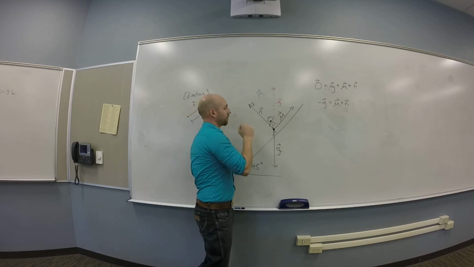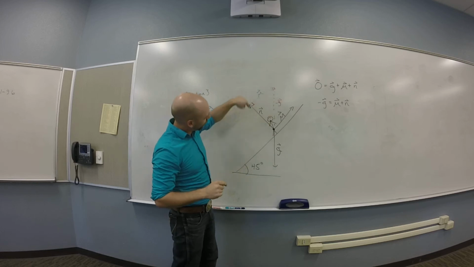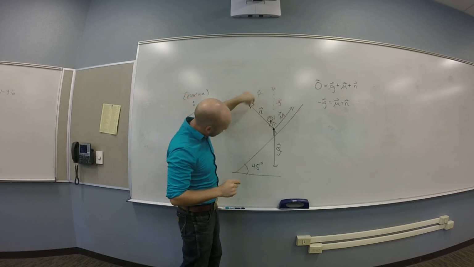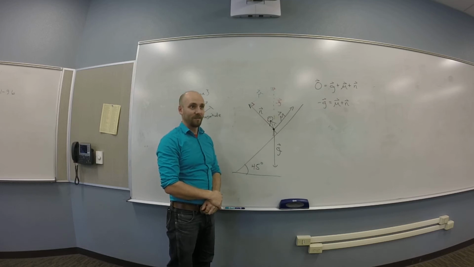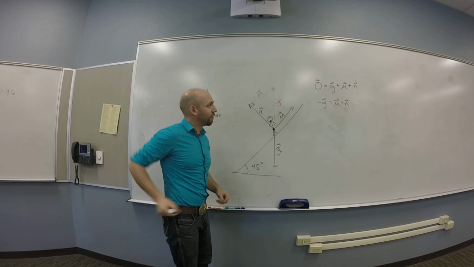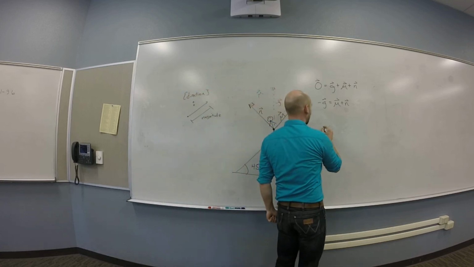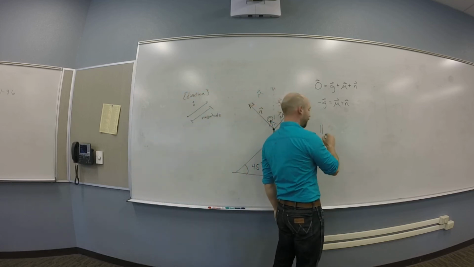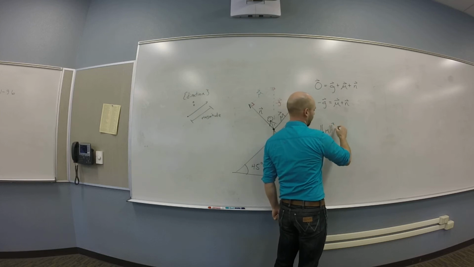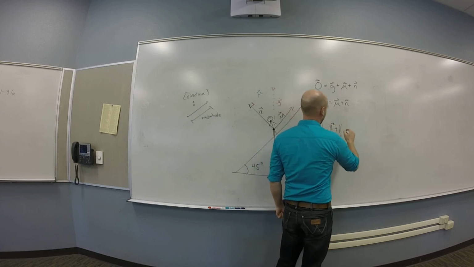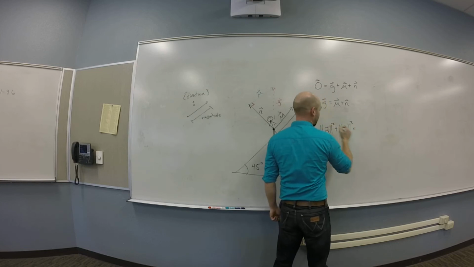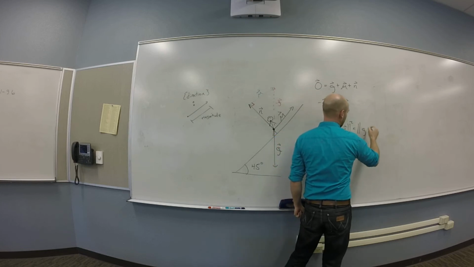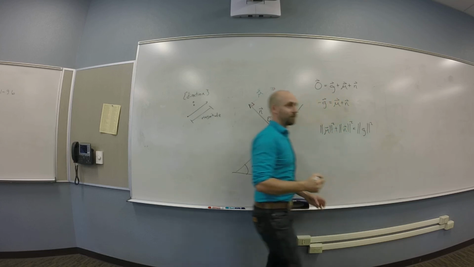Okay, so now maybe we could figure something out about this triangle. How would we figure something out about that triangle? The Pythagorean theorem. I would say that the length of mu squared plus the length of n squared has to equal the length of g squared. That's true.